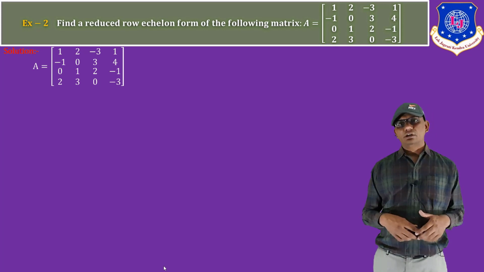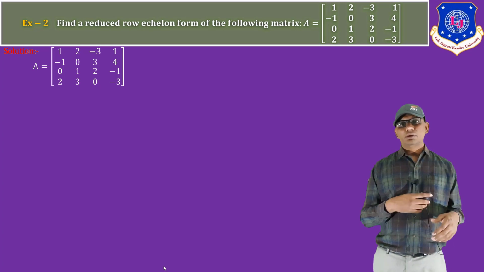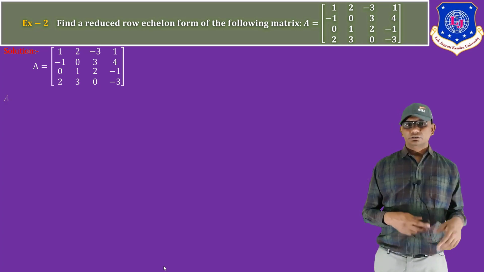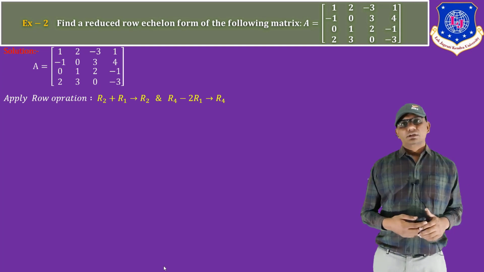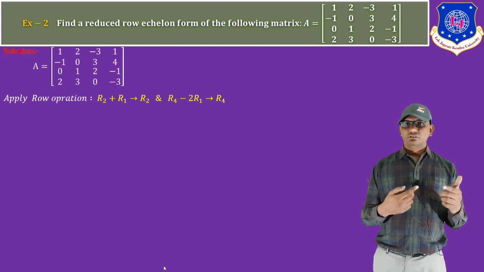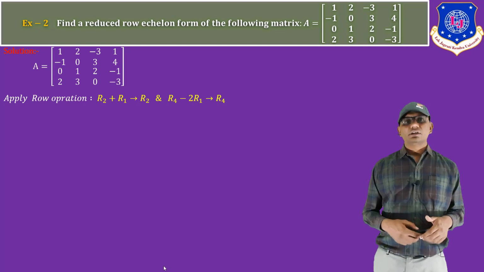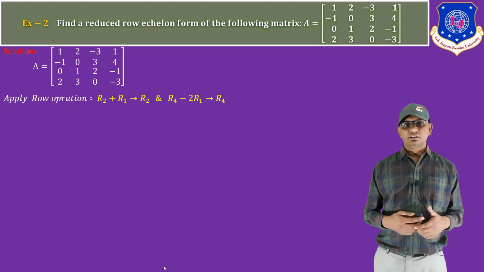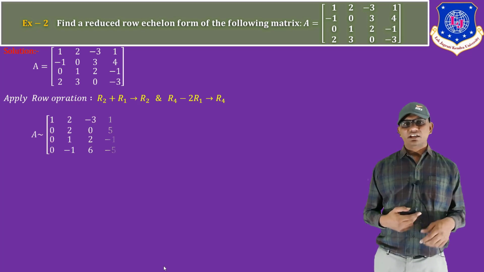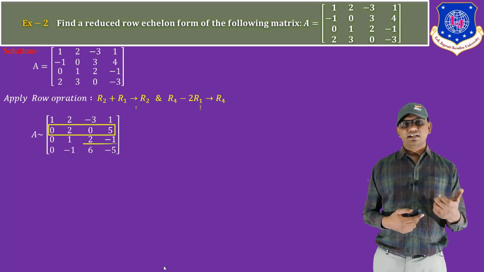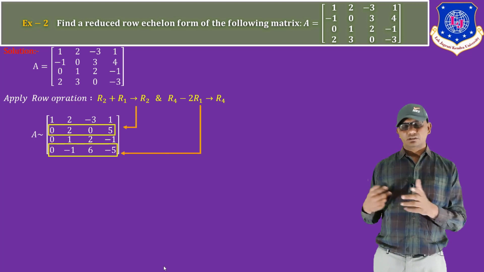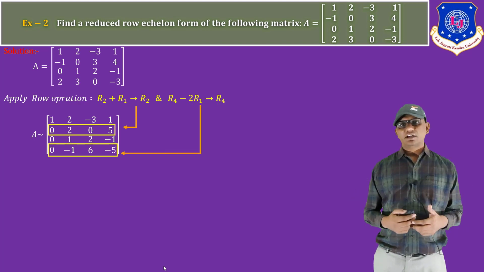So we have to convert them into 0. We apply these two operations to make the second row, first column entry 0 and the fourth row, first column entry 0. After applying these two operations on this matrix, we get the matrix like this. In that matrix we can see that the second and fourth rows are changed, and the first and third rows are as they were.